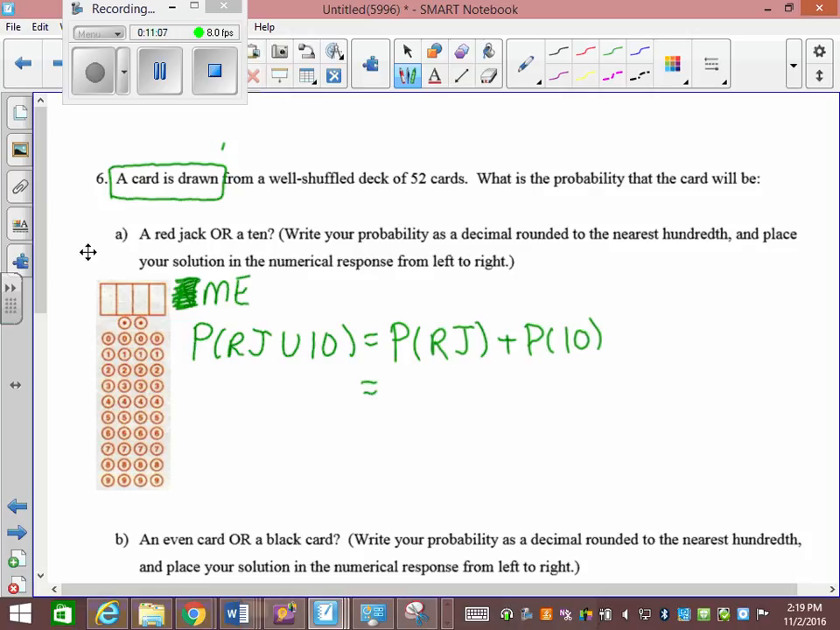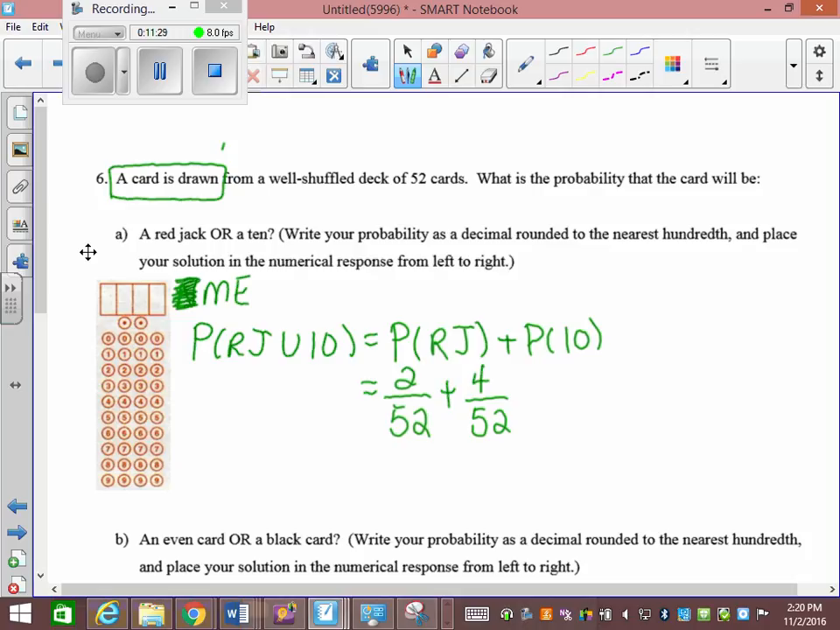So how many red jacks are there? Out of 52. How many 10s are there? Out of 52. Some people put 51, because now they have one less card. I don't know if they replaced it or not. Ors, it's always going to be out of the total. The previous event doesn't affect the next one, right? They're occurring at the same time.